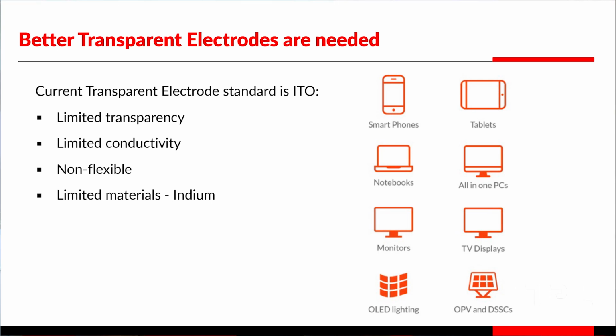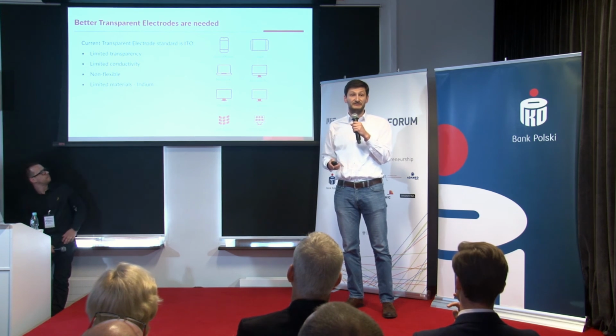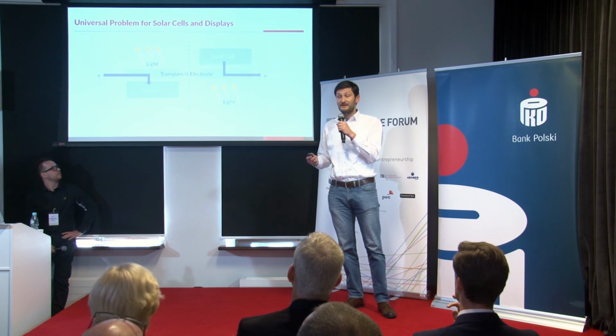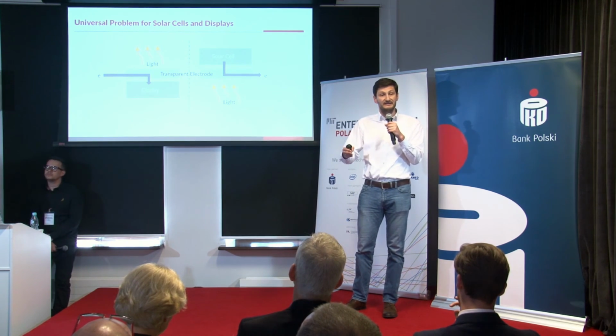electrode. Today, as a standard, they use indium tin oxide. This is a material that unfortunately has limited optical transparency and limited electrical resistance. It is not mechanically flexible, and it uses expensive materials such as indium. The transparent electrodes are present both in solar cells and displays.